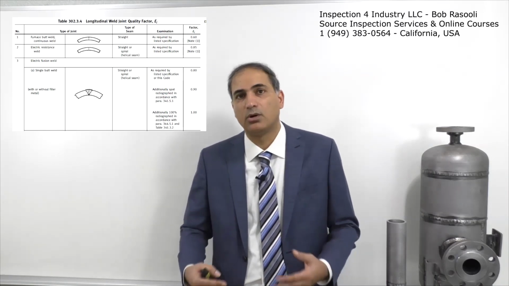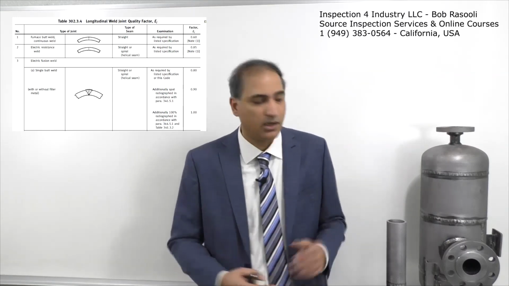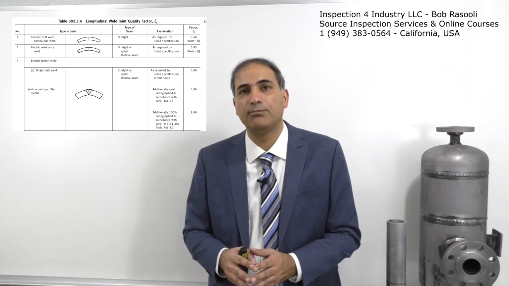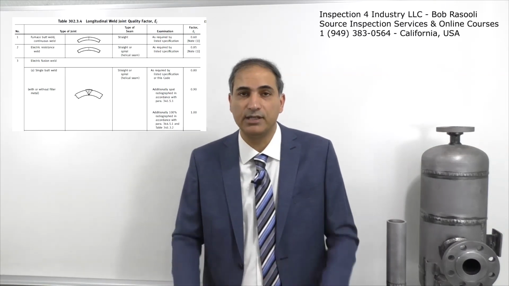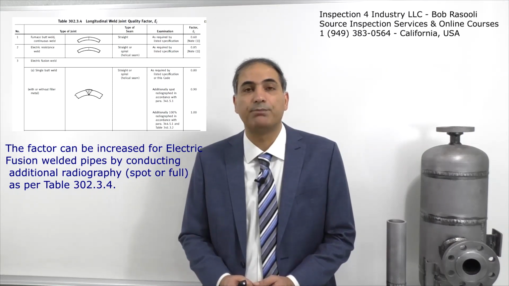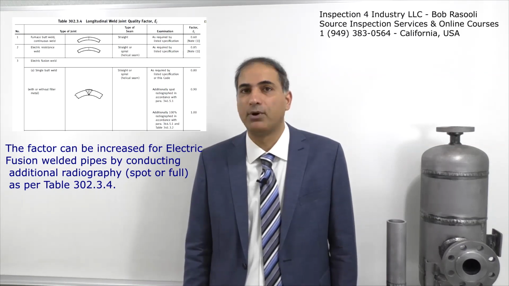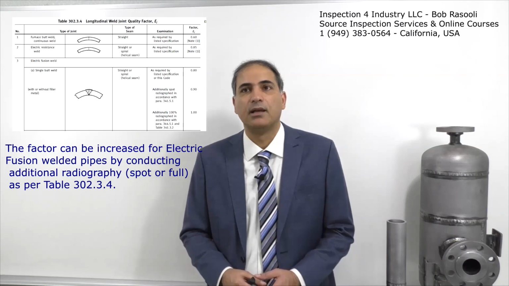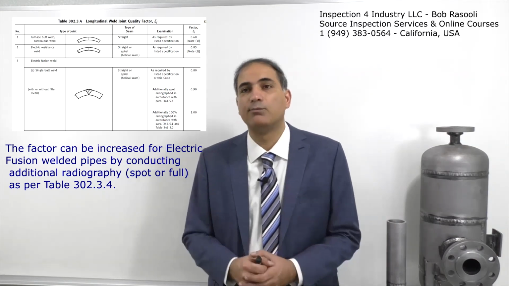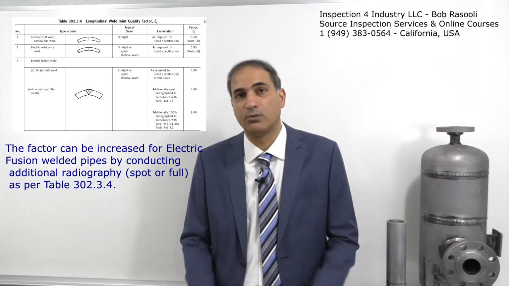So some designers or owners might want a lower thickness pipe, but they are willing to spend some money on radiography testing of the long seams, which come from the manufacturing process. So they already have a certain degree of NDE on them. If additional NDE is performed, then they can increase the joint quality factor. Here, as I put on the screen, the factor can be increased for electric fusion welded pipes only, by conducting additional radiography, spot or full, as per Table 302.3.4. You can see this table, and you can increase the joint quality factor by applying more NDE, but it only covers electric fusion welded pipes, and it does not cover electric resistance welded pipe.